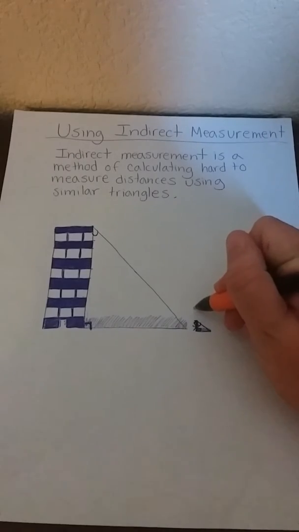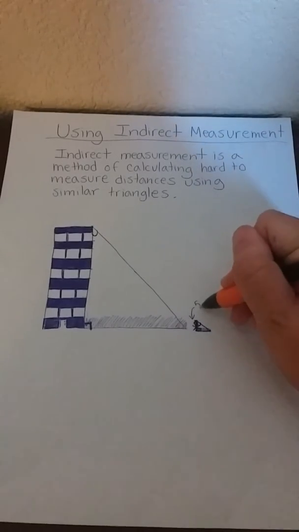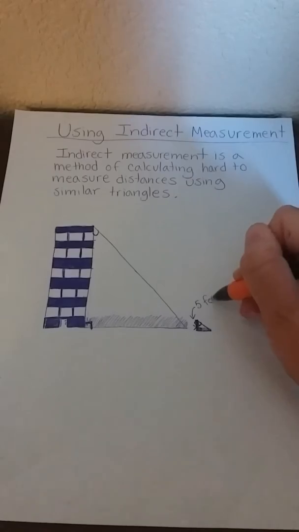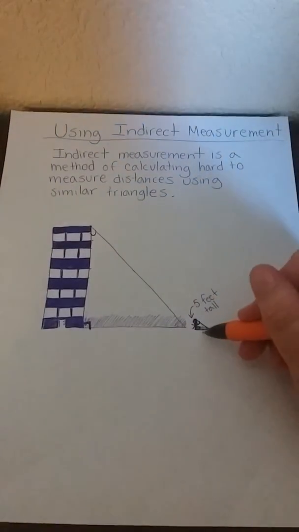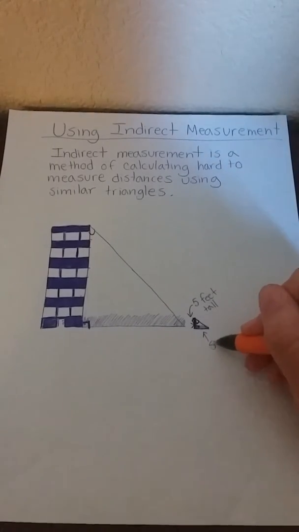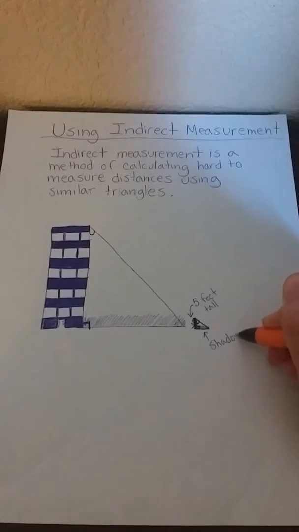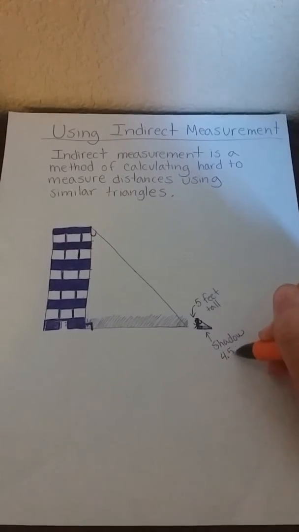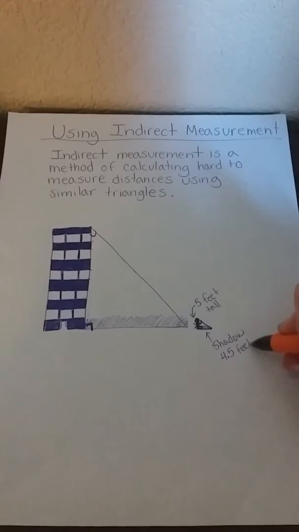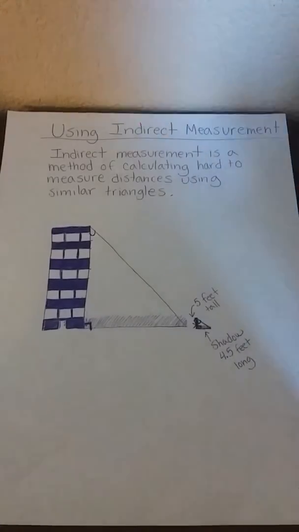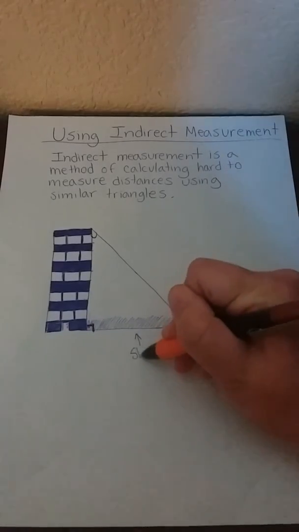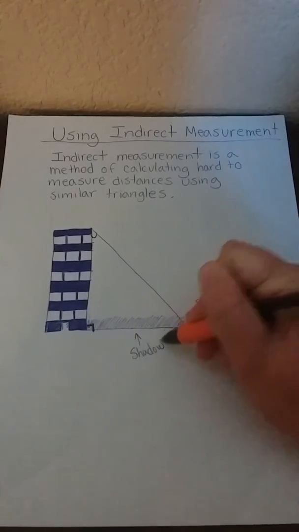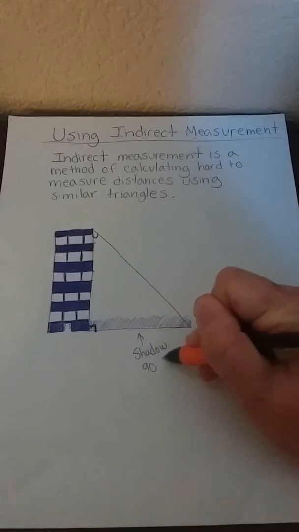So let's pretend I did that. Let's pretend I measured this person and I found that this person was 5 feet tall. And then I laid a measuring tape down on the ground and I measured this person's shadow, and I found out that this person's shadow is 4.5 feet long. And then I went over to the building and measured the building's shadow, and I found that the shadow of the building was 90 feet long.